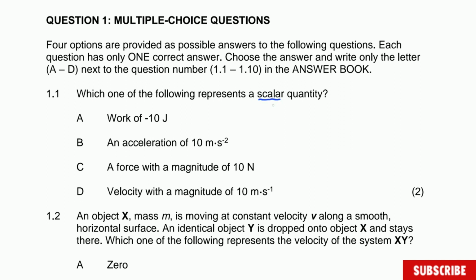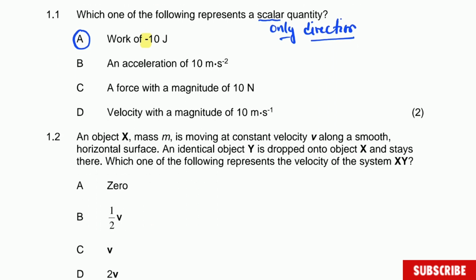Now remember, a scalar quantity has only magnitude, no direction. So that is the characteristic of scalar quantities. Okay? Now, work is a scalar quantity. You must learn that work is a scalar quantity, and the minus here doesn't mean direction, it means something else. It means that energy is being taken from the system by that specific force. That is the negative work meaning. So question 1.1 is quite simple, it's A, nothing to worry about.